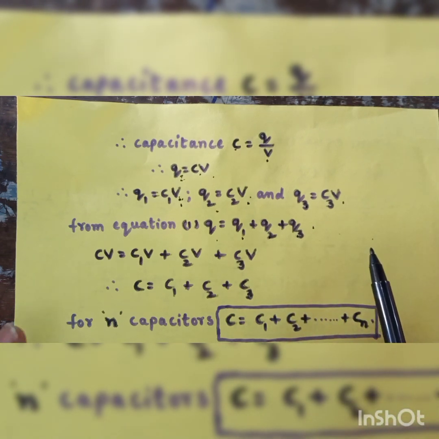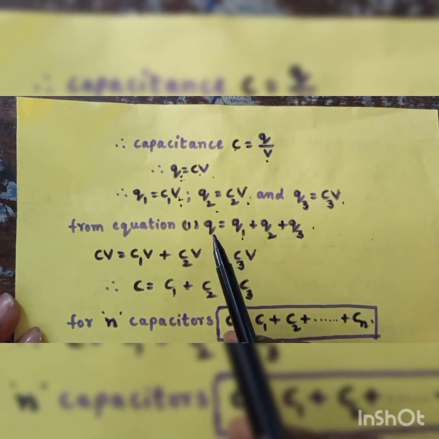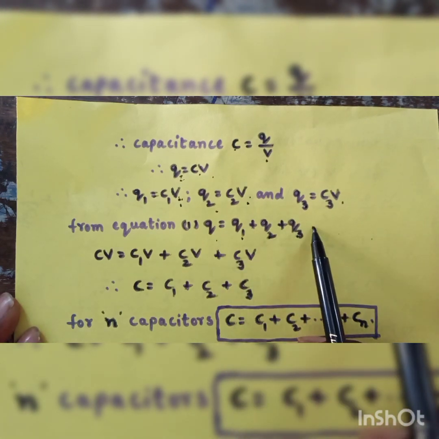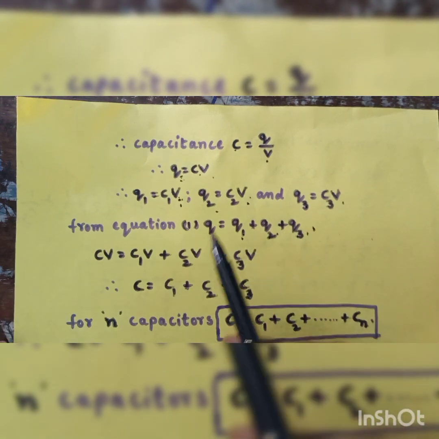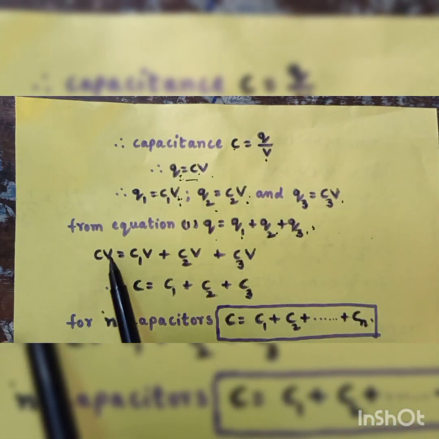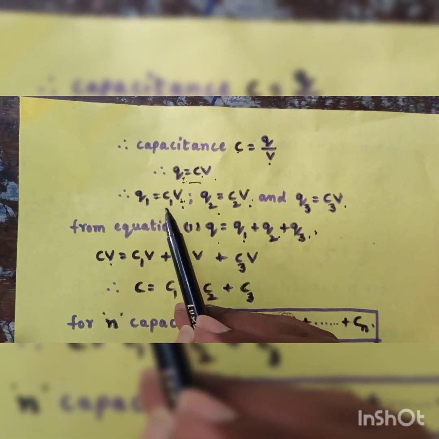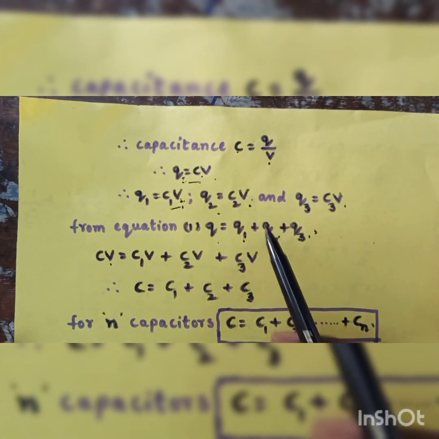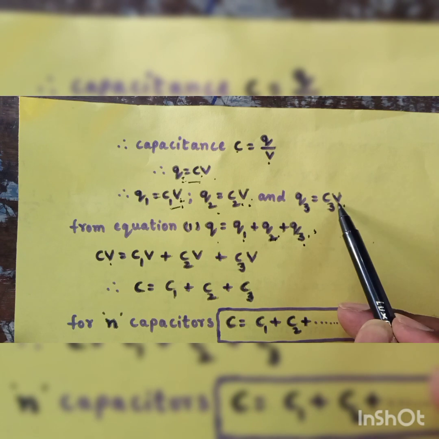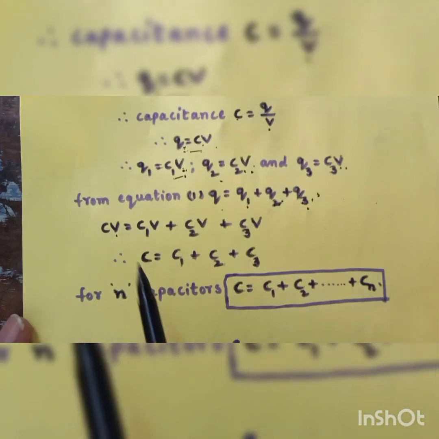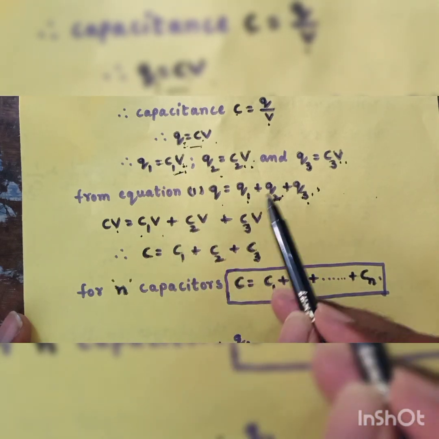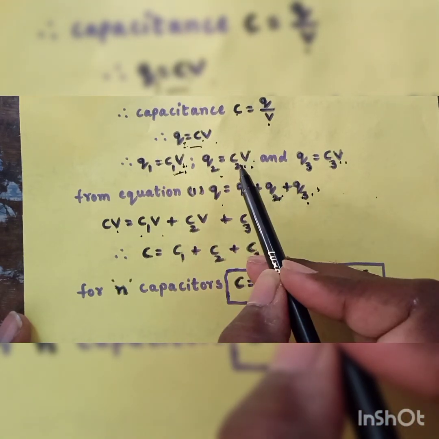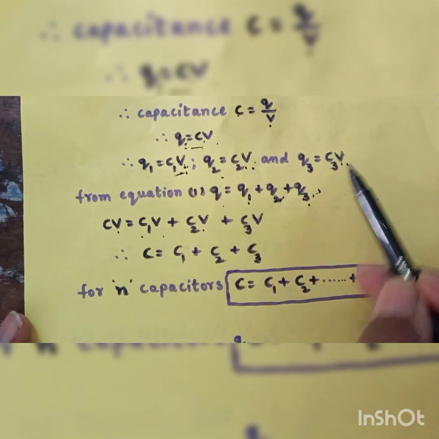Here there are 3 capacitors, so we take only up to this. Q is equal to Q1 plus Q2 plus Q3. Substitute the value of Q as CV, the value of Q1 as C1V, Q2 as C2V, and Q3 as C3V. So CV is equal to C1V plus C2V plus C3V.